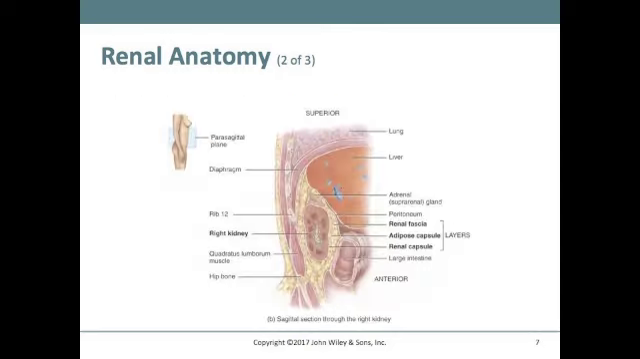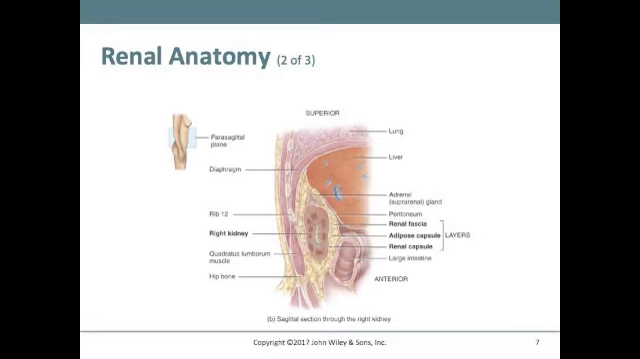This next slide is the same figure, but now we're looking at a paramedian plane of the kidney. The kidneys are a paired, reddish, kidney bean-shaped organ located just above the waist between the peritoneum and the posterior wall of the abdomen. Because their position is posterior to the peritoneum in the abdominal cavity, the organs are said to be retroperitoneal.